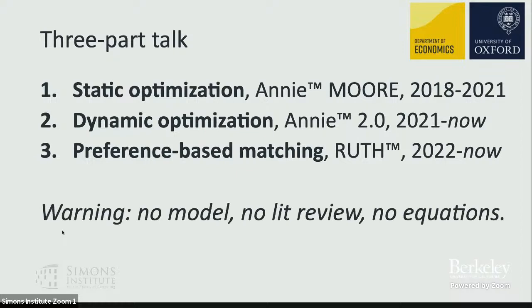So there'll be no model, no lit review, no equations. This talk's just going to be casual in general. I've never given a talk like this before, so it's merely my way of trying to put all of this together. So please interrupt me at any point. I'd be happy to stop and clarify anything that's not clear.